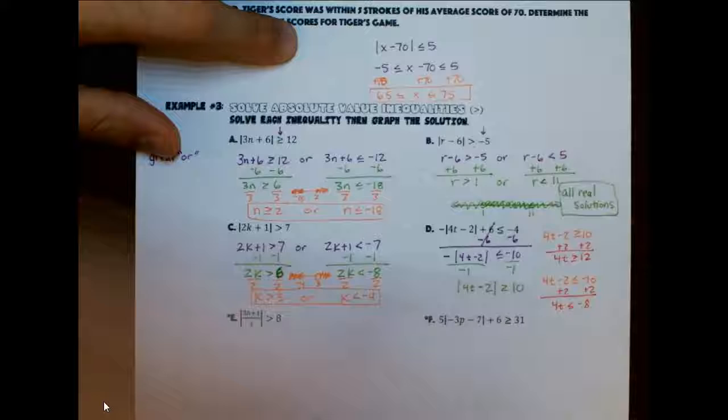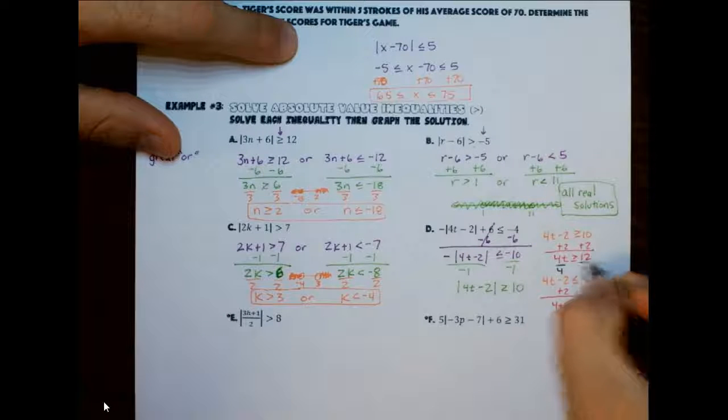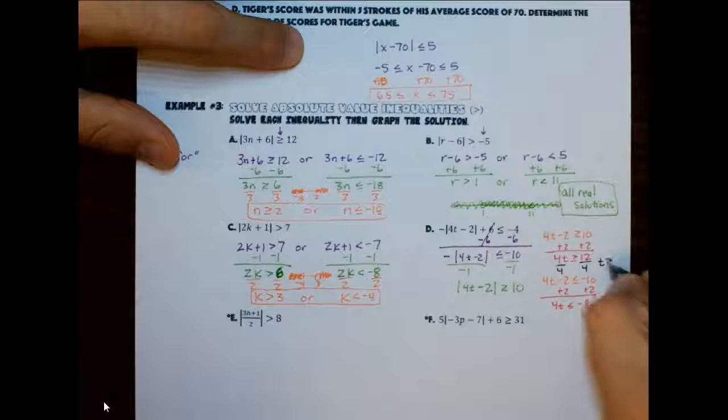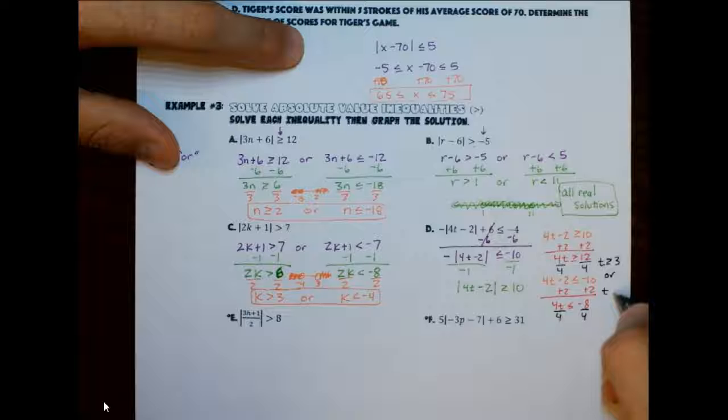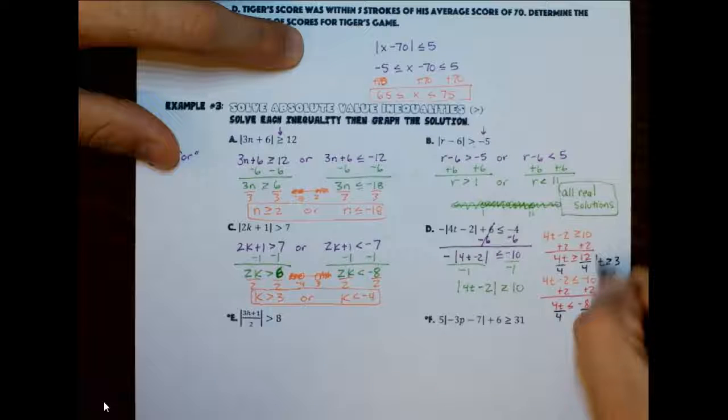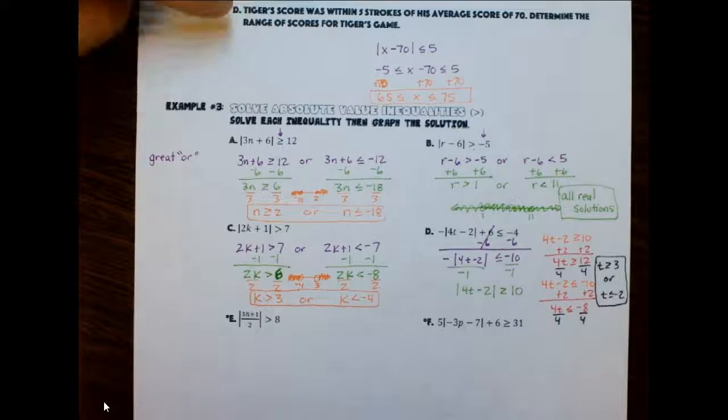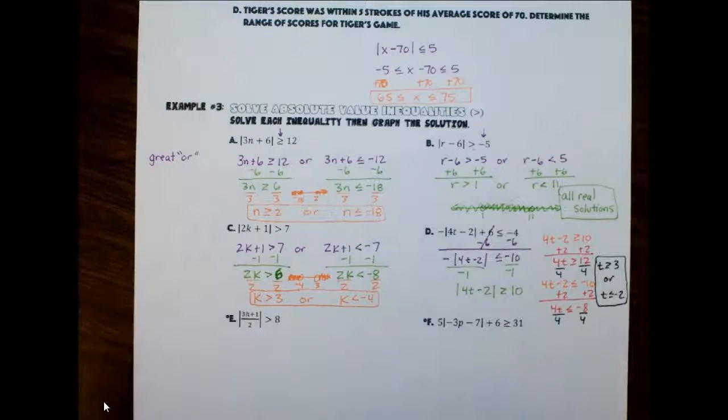And now divide everything by 4. So t is greater than or equal to 3. Divide it by 4. T is less than or equal to negative 2. This is my solution, and since I don't have enough space to graph, you do not have to graph that one.